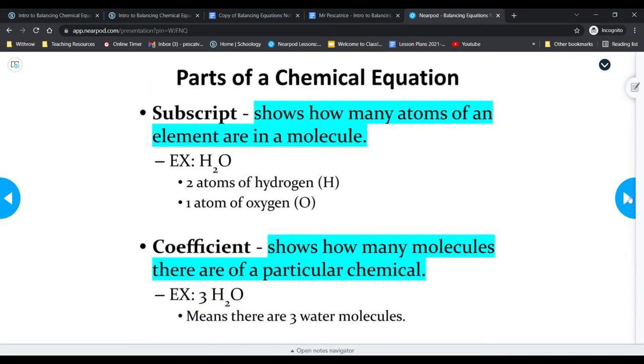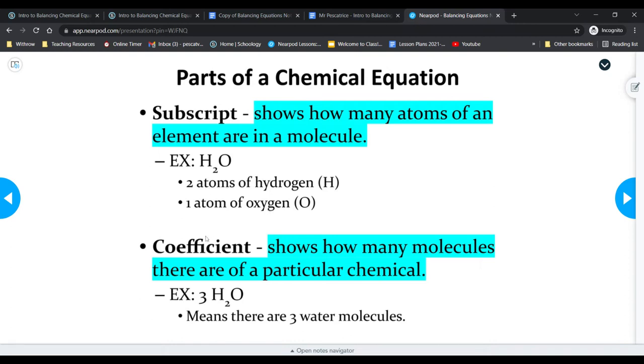So these chemical equations have different parts to them. You have subscripts and you have coefficients. We've talked about these before. Subscripts are the small numbers that are underneath each element. So you could have H2O, meaning hydrogen has 2 and oxygen has 1. So right here, if there's no subscript, that just means that it is a 1. No subscript equals a 1. So here you have 2 atoms of hydrogen and 1 of oxygen.